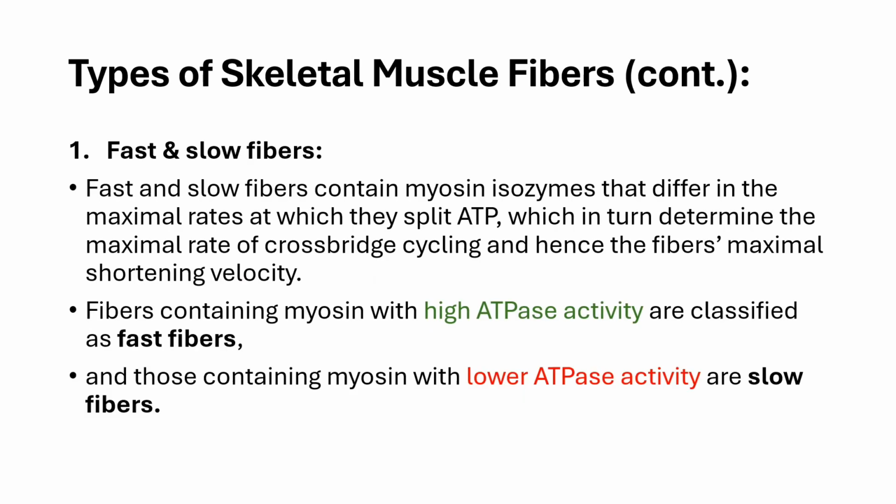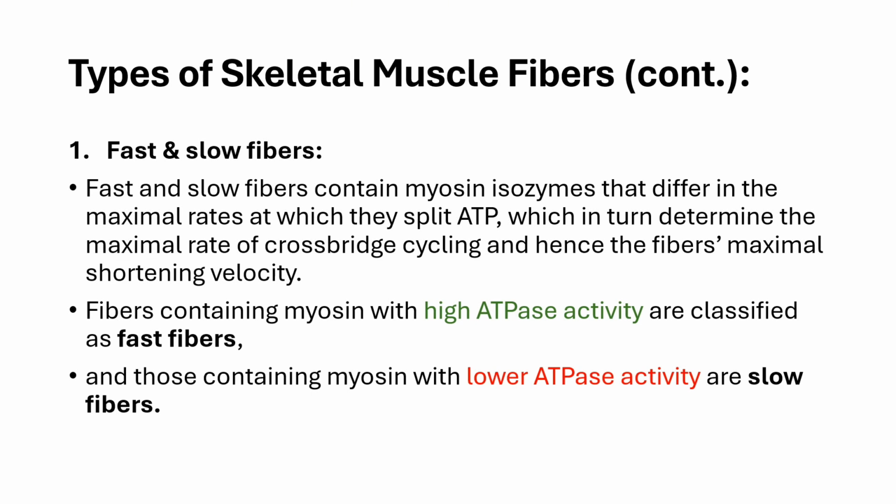Now let's continue discussing the types of skeletal muscle fibers, focusing specifically on the fast and slow fibers. The key difference between fast and slow fibers lies in their myosin isozyme composition. These isozymes are specialized forms of the myosin protein that determine how quickly the muscle fiber can split ATP. ATP splitting is crucial because it provides the energy needed for cross-bridge cycling, which powers muscle contraction.